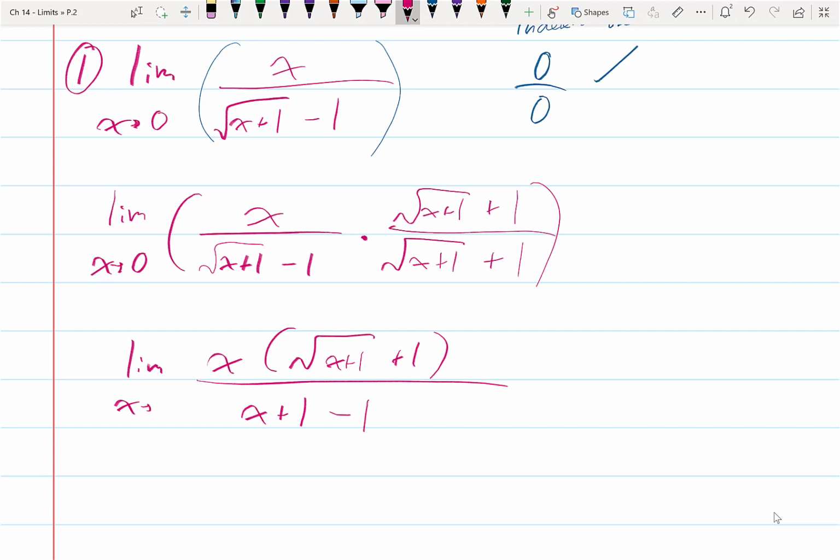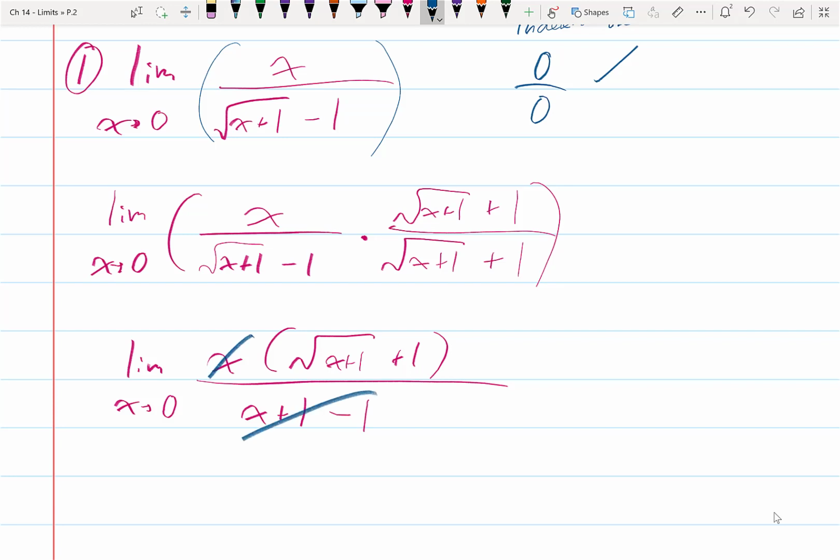Please keep writing limit as x approaches 0. I know it's a pain, but it's also mathematically incorrect not to write it on every line. So don't shorthand that. I'm just giving you a little warning now. I don't want to be that person later. Wait, what if I do it? Nope. You still need to put the limit on every single step.